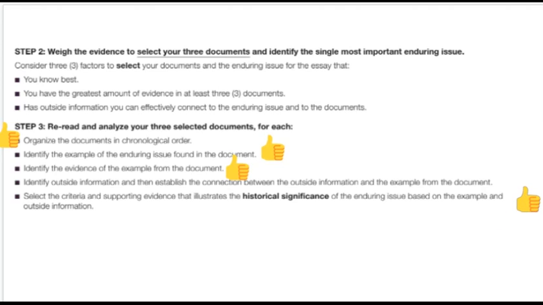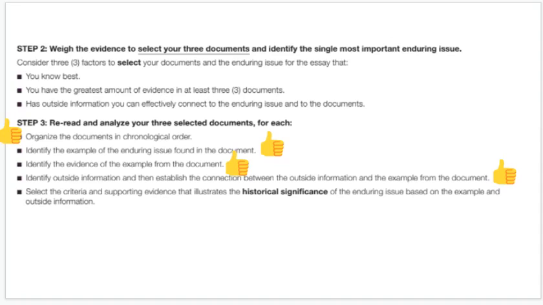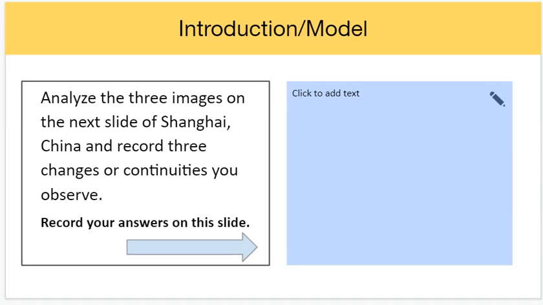Identify outside information. A little bit. I said that they had to have trade with other places based on the ships there. I guess it's okay. And select criteria that illustrates historical significance of the enduring issue to the outside information. So now let's go back and see what we have here. You have to take a good look for each source. Looking at the change in continuity over here.